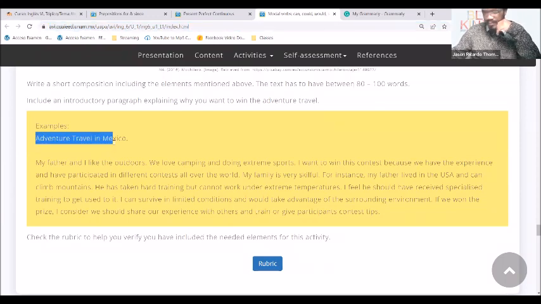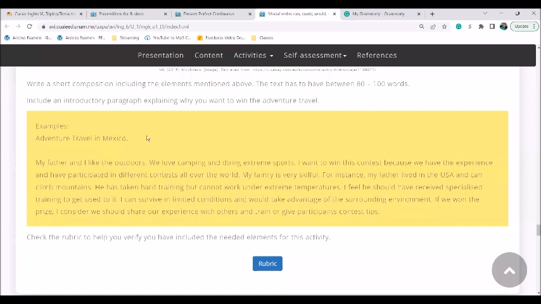Adventure travel in Mexico. My father and I like the outdoors. We love camping and doing extreme sports. I want to win this contest because we have the experience and have participated in different contests all over the world. My family is very skillful. For instance, my father lived in the USA and can climb mountains. He has taken hard training but cannot work under extreme temperatures.